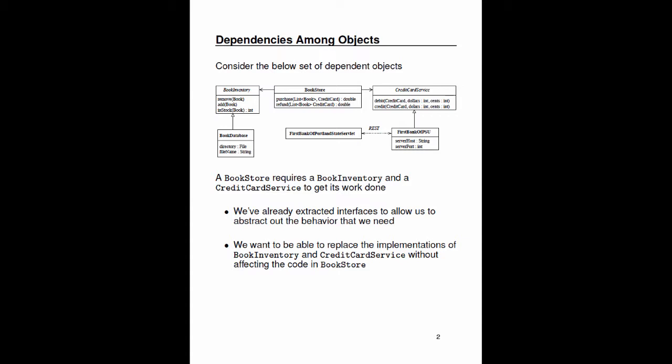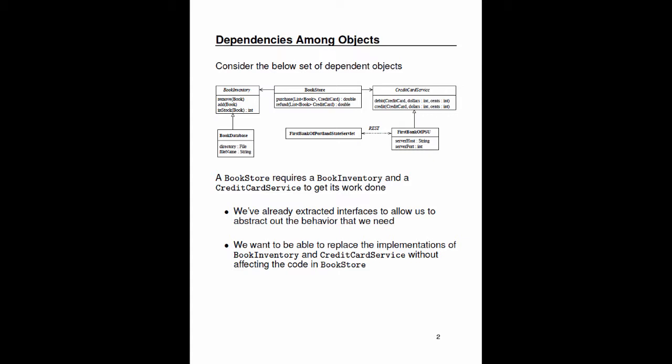And so maybe First Bank of PSU has some servlet out there that's implemented at the other end of some web service that you call via REST. But all that's hidden behind this credit card service interface. So you've got all these objects. Now notice we've already taken care to abstract the interface out from the implementations, right? We learned that pretty early on.